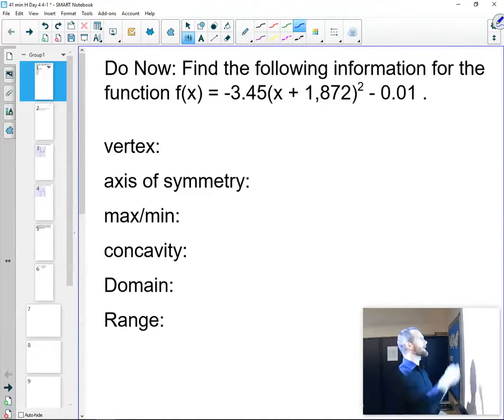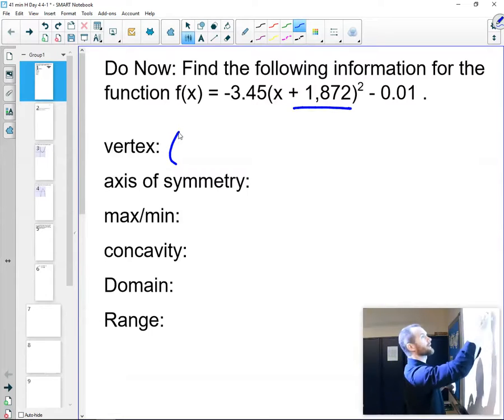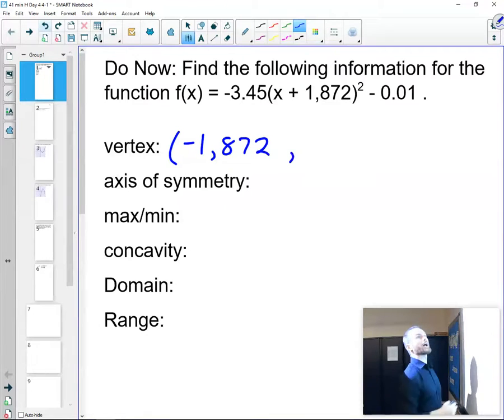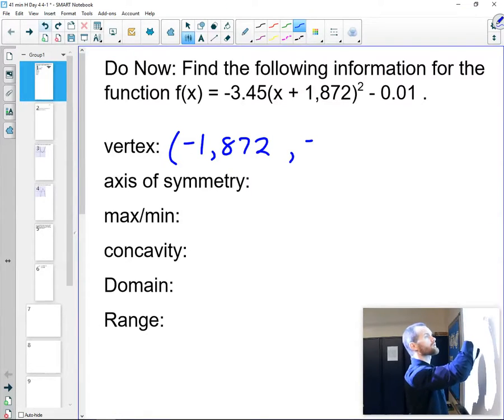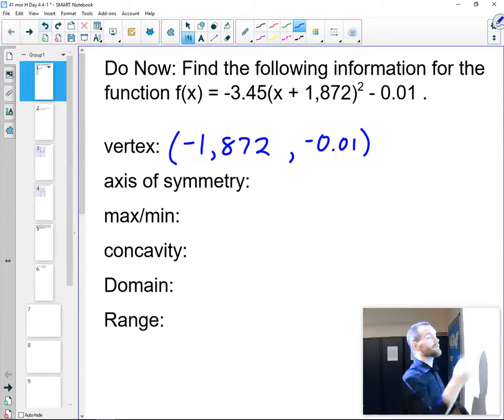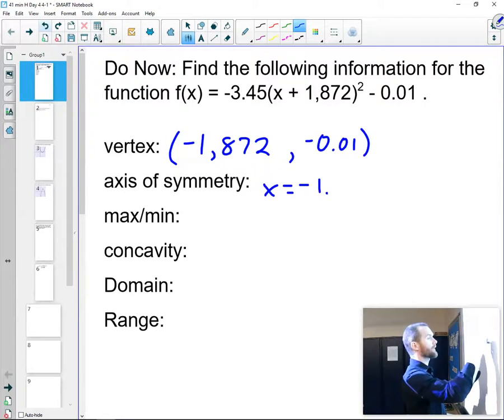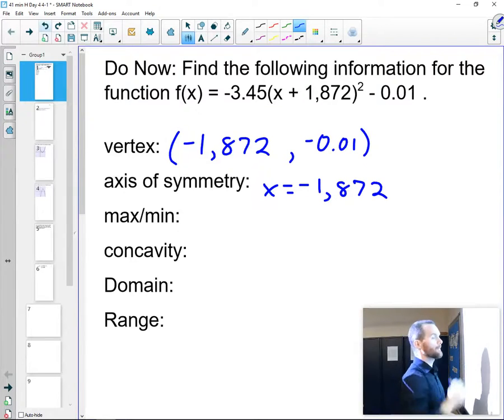So the vertex, that's just h and k. We have to change the sign of what it looks like. H looks like a positive, so we make it a negative 1,872. And the k value is just negative 0.01. We don't have to change the sign of what k looks like. K is exactly what it is. The axis of symmetry is always x equals whatever the x value of the vertex is, so it's x equals negative 1,872.